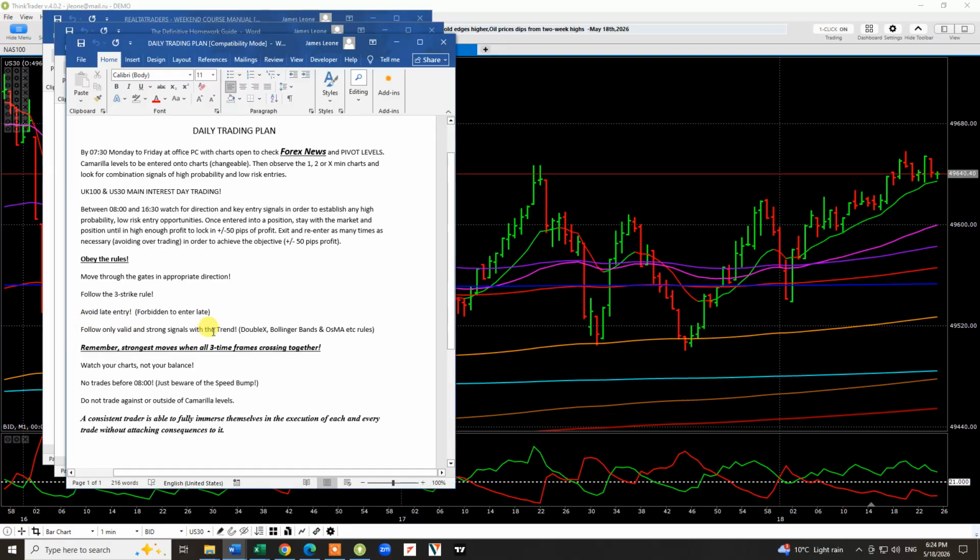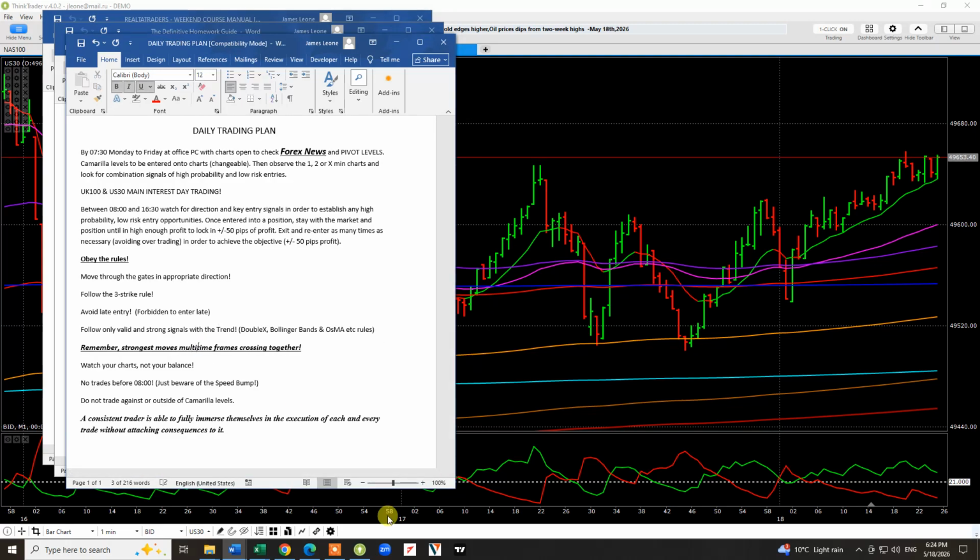Follow only valid and strong signals, ideally with the trend. Double cross, we talked about it some moments ago. 1 cross down here, 1 cross up there. Bollinger Bands, the oscillator of moving averages, the rules of your strategy denoted by your chosen indicators. Remember, the strongest moves are when multiple time frames are crossing together. So if you're observing a 1 minute next to a 2 minute or next to a 3 minute, when they're both going together, those are usually the strongest moves.